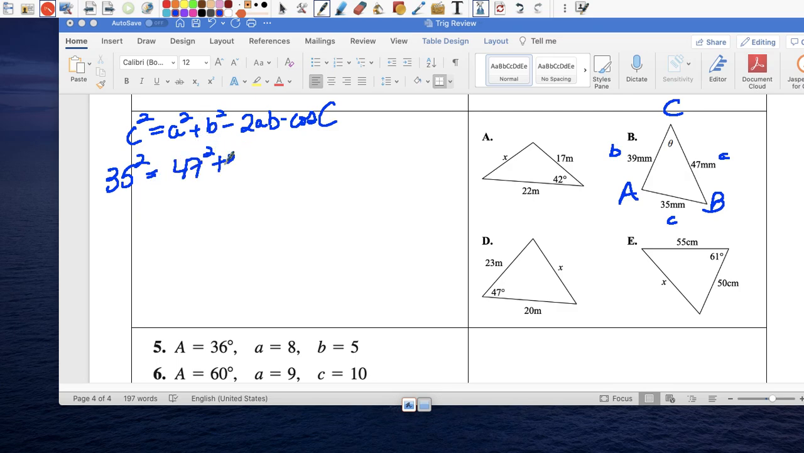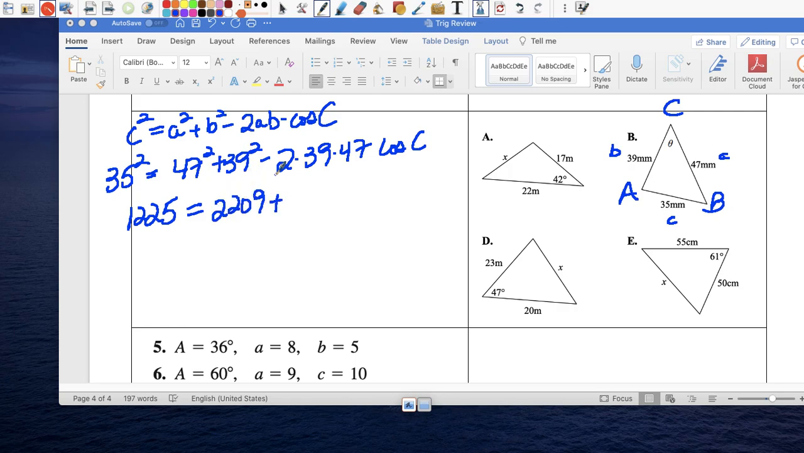47 squared plus 39 squared minus 2 times 39 times 47 cosine of angle c. We're going to have to use the inverse of cosine to find the angle. So let's simplify this as best as we can. This is 1,225 equals 47 squared, which is 2,209, plus 39 squared, which equals 1,521. We're going to add those two, minus 2 times 39 times 47, minus 2,145 cosine of c. Let's combine these two: 2209 plus 1521, enter.